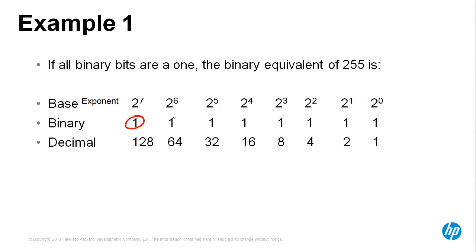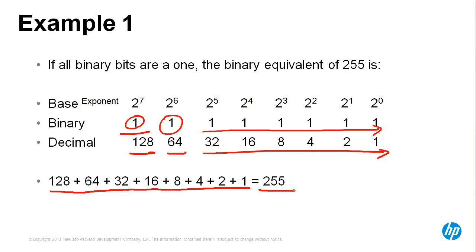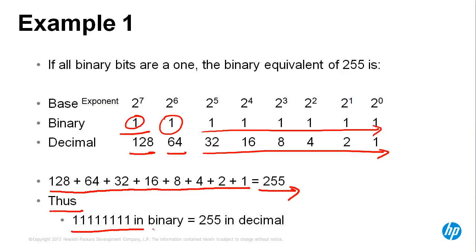So current on the first cable, second one, and so forth and so on. Current on every cable. That means that this value is 128, 64, and so forth. If you add all of those values together, so 128 plus 64 plus 32 plus 16 plus 8 plus 4 plus 2 plus 1, you get a value of 255. Thus, 8 binary ones equates to 255 in decimal.